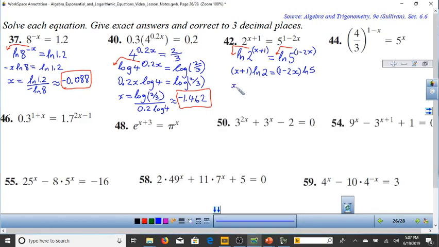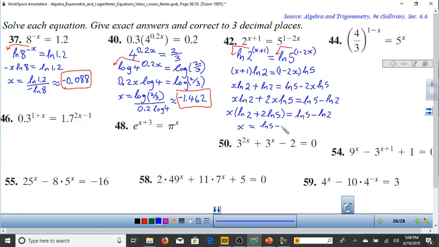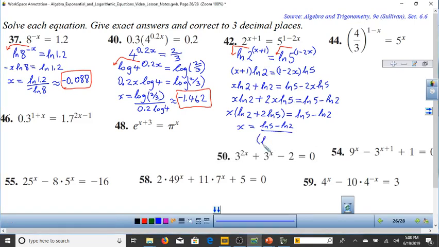We have x times ln of 2 plus ln of 2 equal to ln of 5 minus 2x ln 5. Move the 2x ln 5 to the left side and the ln 2 to the right side. We have x ln of 2 plus 2x ln of 5 is equal to ln of 5 minus ln of 2. And I'm going to proceed a little more here. So we end up with x times ln of 2 plus 2 ln 5 equal to ln of 5 minus ln 2. So x is equal to ln 5 minus ln 2 over ln 2 plus 2 ln 5.